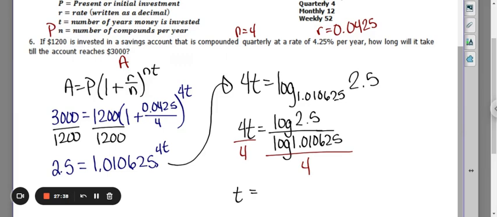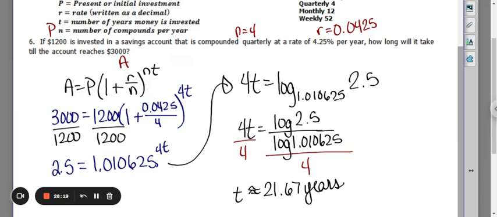So the log of 2.5 divided by the log of 1.010625. Divide that answer by 4. And I get approximately 21.67 years. So when you are dealing with accounts like this with compounding interest, you have to take into account and divide by the number of times it's compounded in that year.